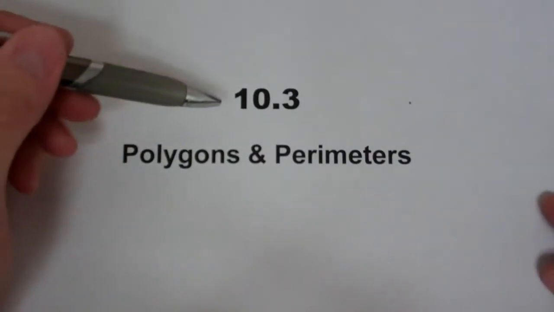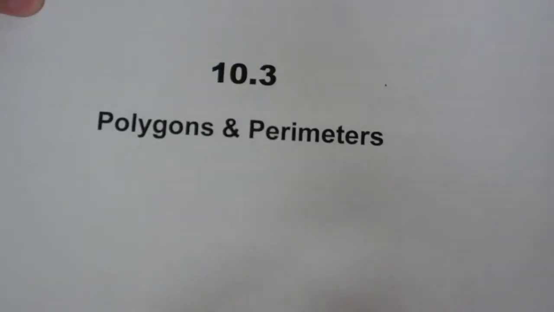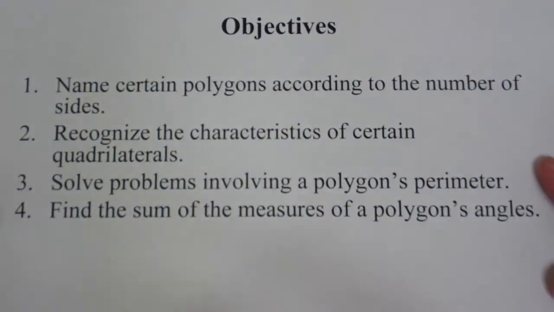Okay, so this is 10.3. We're going to talk about polygons and perimeters. And we just have a couple of objectives for today. Four, as a matter of fact.